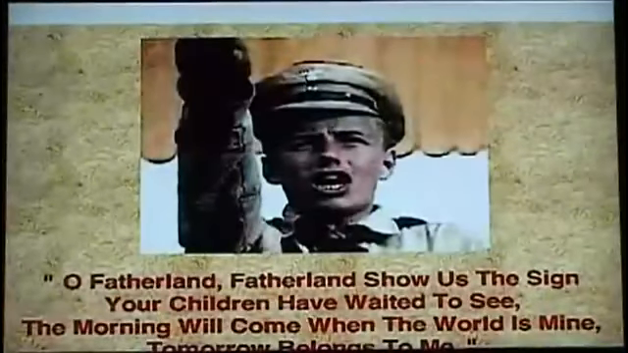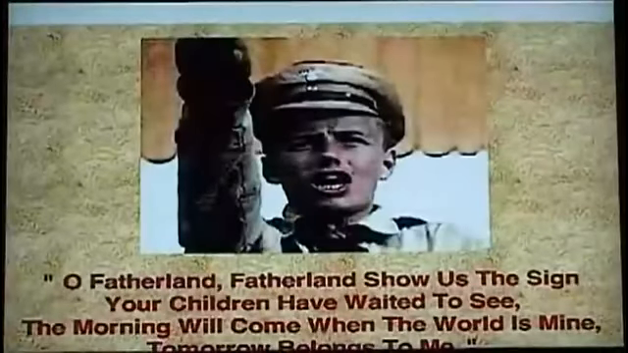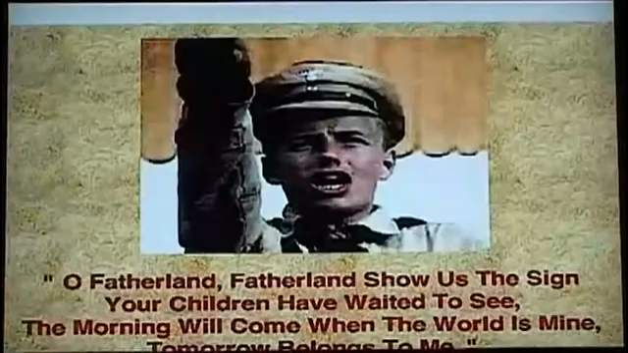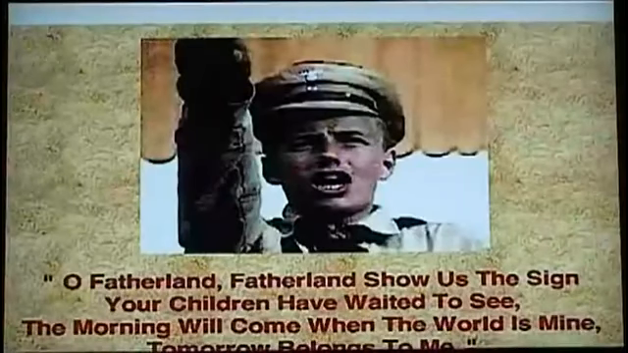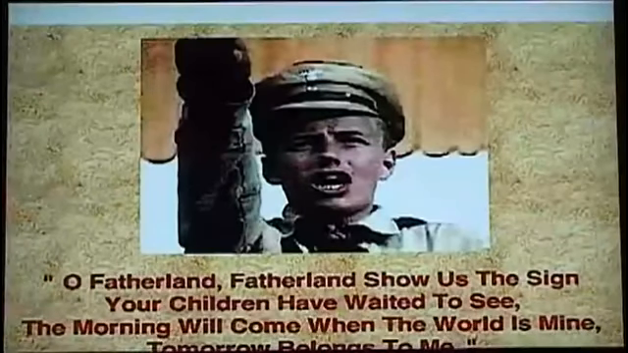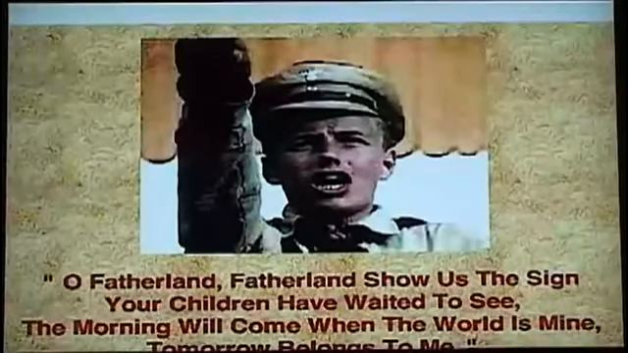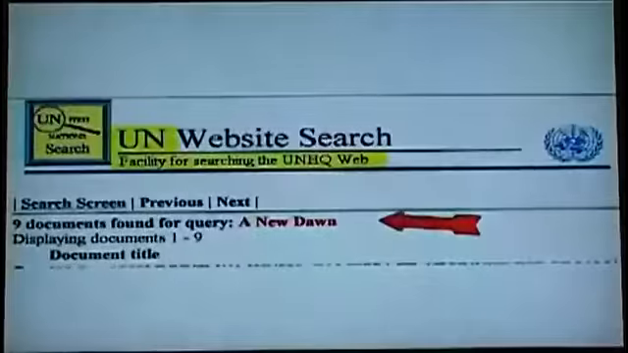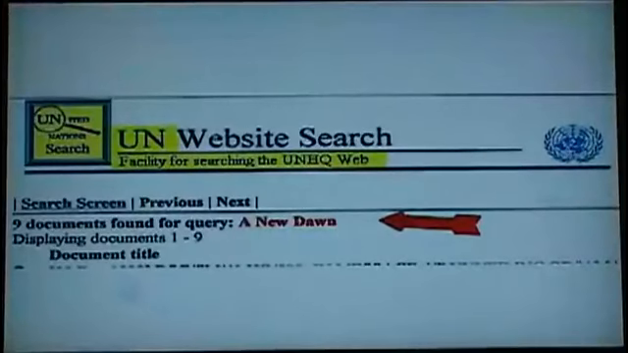And of course, the Nazis were big on this idea too. The Nazis were big also on saying, Fatherland, show us the sign your children have waited to see. The morning will come when the world is mine, tomorrow belongs to me. The Nazis were really big on using not just the eagle to represent the sun, but the whole concept of the new dawn and the new day. We'll get into that in a few moments.